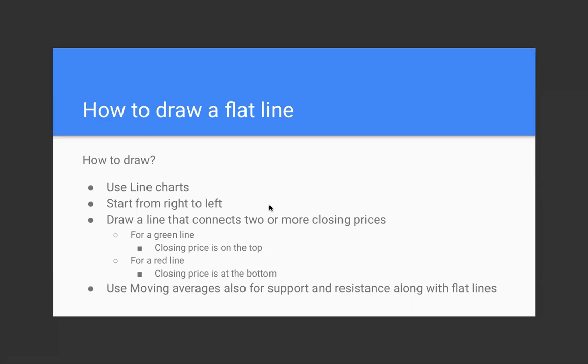So along with this, also use the moving averages. Moving averages are also very powerful. They are also very static compared to Ichimoku, right? I mean, they keep changing, but they are very static at a given moment of time. And you can also use them along with these flat lines. Okay.